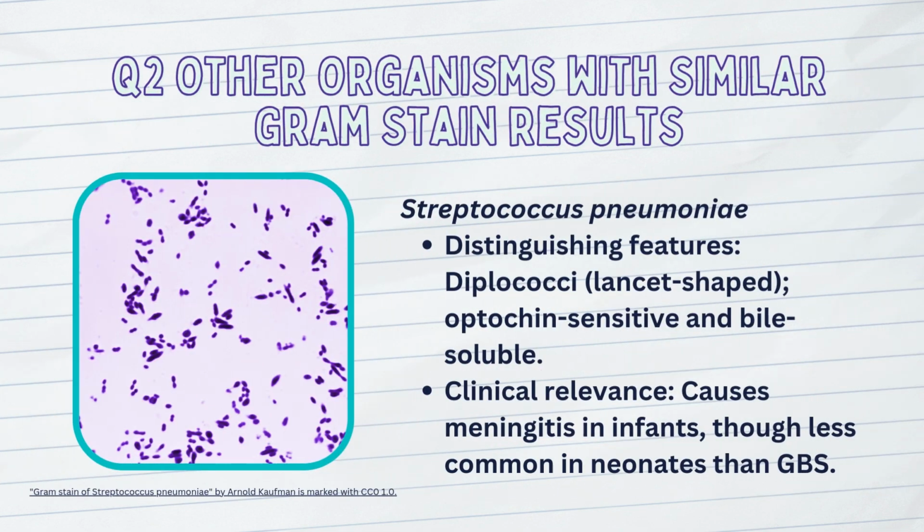Next, the question is, what other organisms have similar gram stain morphology? We're going to look at Streptococcus pneumoniae first, which has a distinguishing feature of diplococci that are lancet-shaped. It's optochin sensitive and bile soluble. The clinical relevance is that it causes meningitis in infants, but is less common in neonates compared to group B Streptococcus.